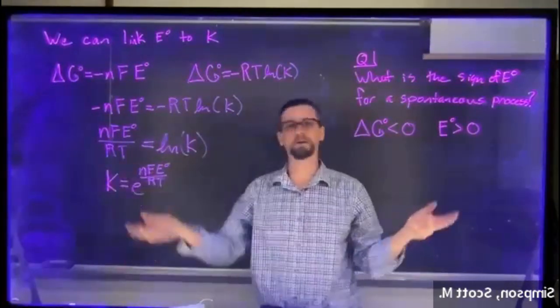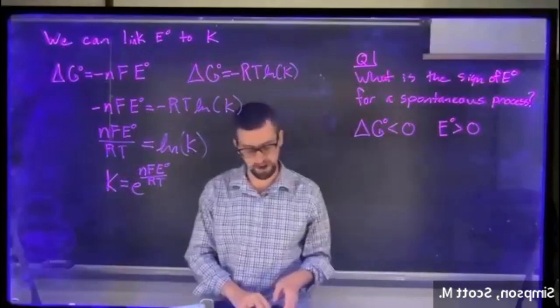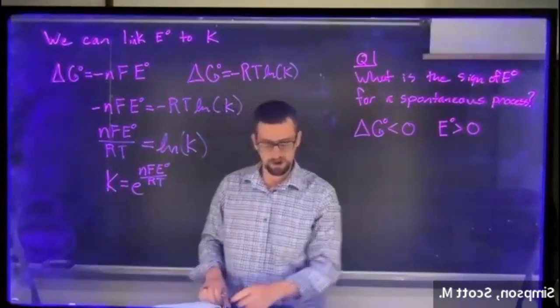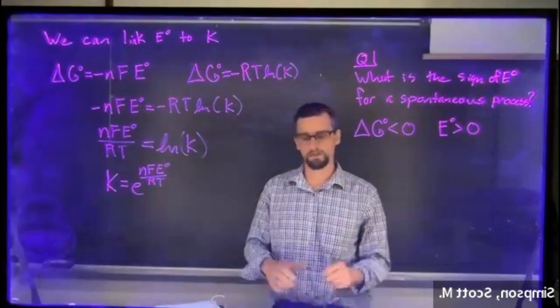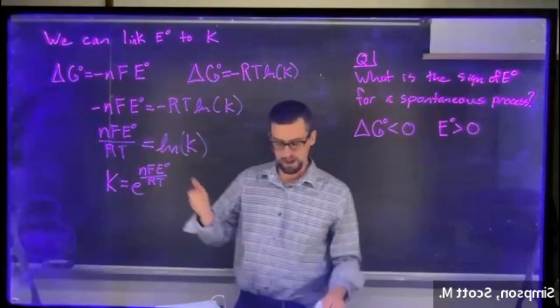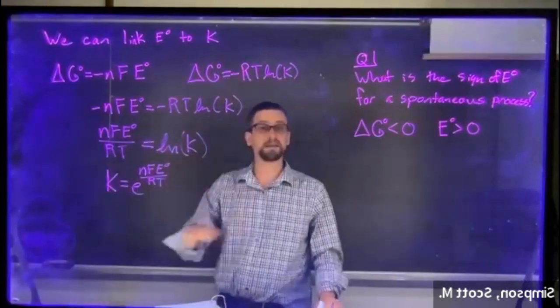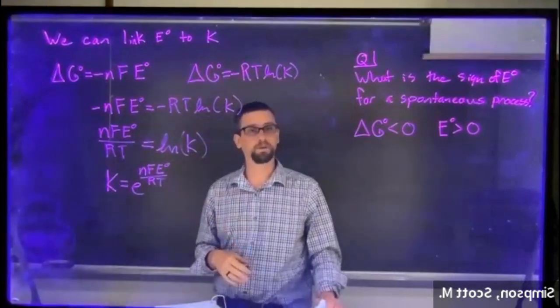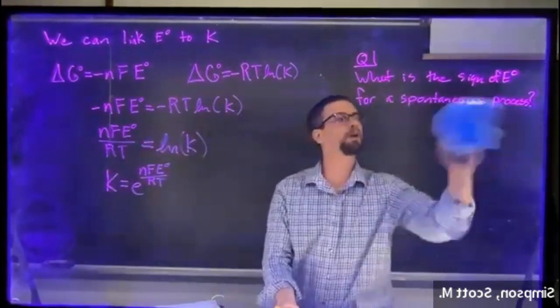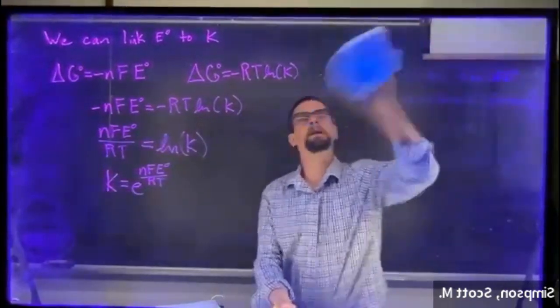Let's look at an example utilizing this information. To do so, we're going to consider a galvanic cell, a battery, and it's going to be an iodine copper battery. And what we're going to try to do is calculate the equilibrium constant associated with it. So we're going to be utilizing these equations in a moment, but let's write out our question.